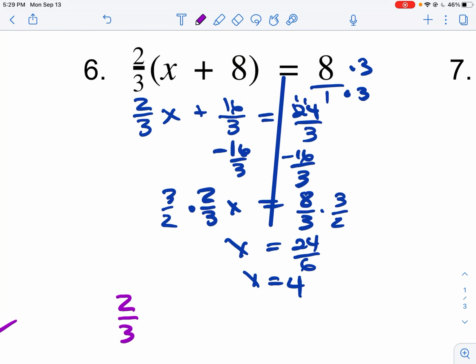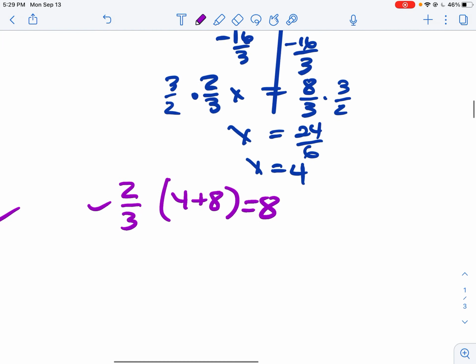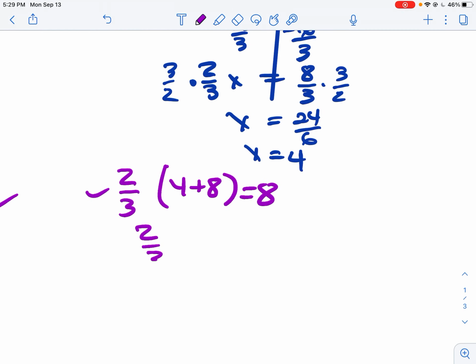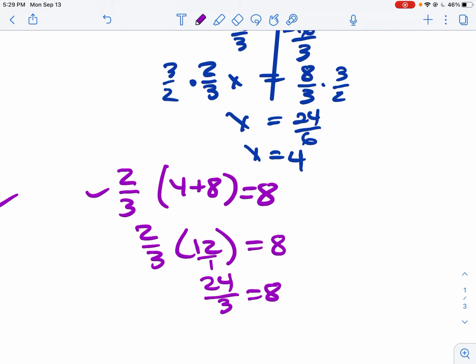So now I'm going to plug that back in. So I have 2/3 times 4 plus 8, and that's supposed to come out to 8. So 2/3 times 12 equals 8. It's over 1. So 24 over 3. Yep, 8 equals 8.